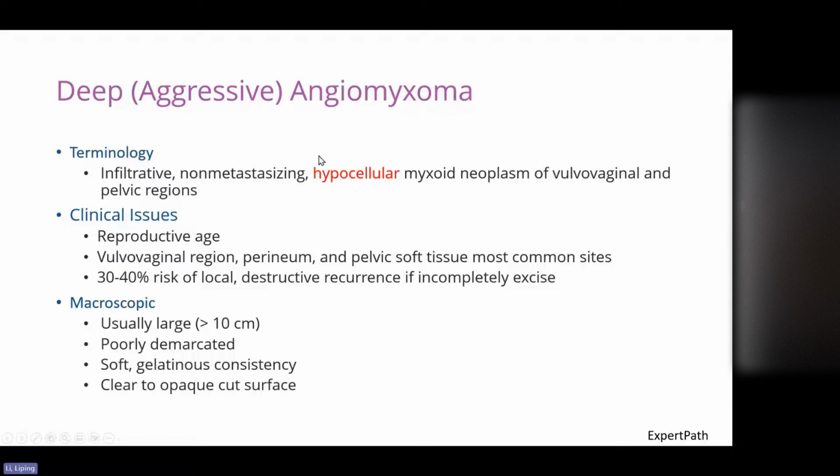a tumor. So the terminology is already in the name, but I highlight here, this lesion should be hypocellular. And we usually find this lesion in the vulvar, vaginal, and pelvic area, usually in patients of reproductive age, and it has a 30 to 40% risk of local destructive recurrence if incompletely excised. And from the gross sample, it is usually big, more than 10 centimeters, poorly demarcated.